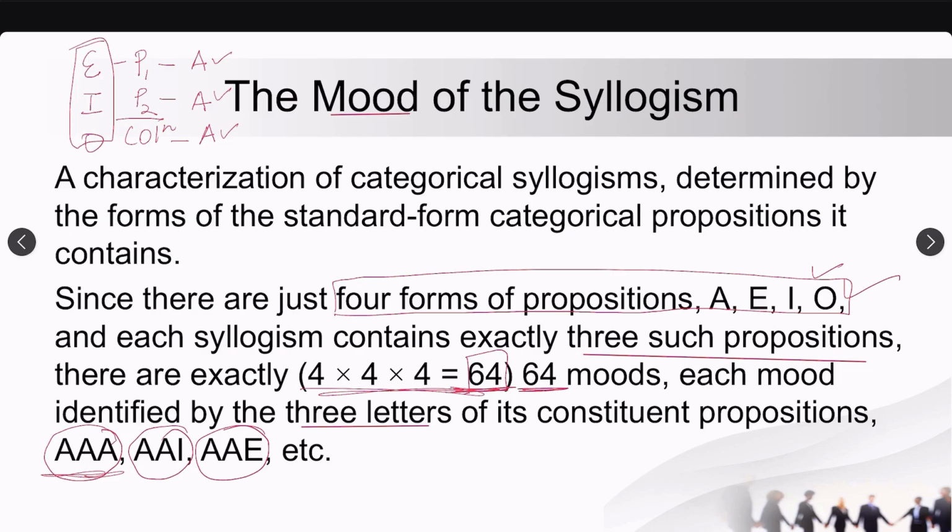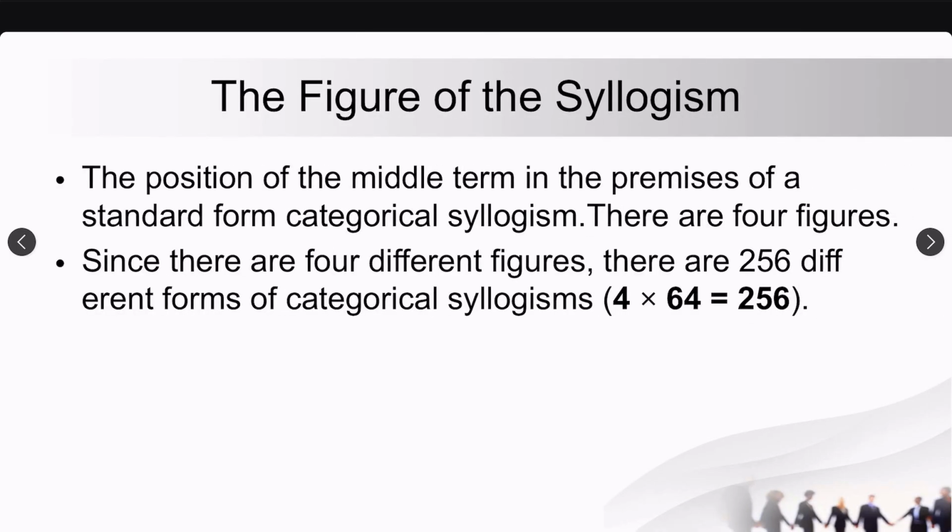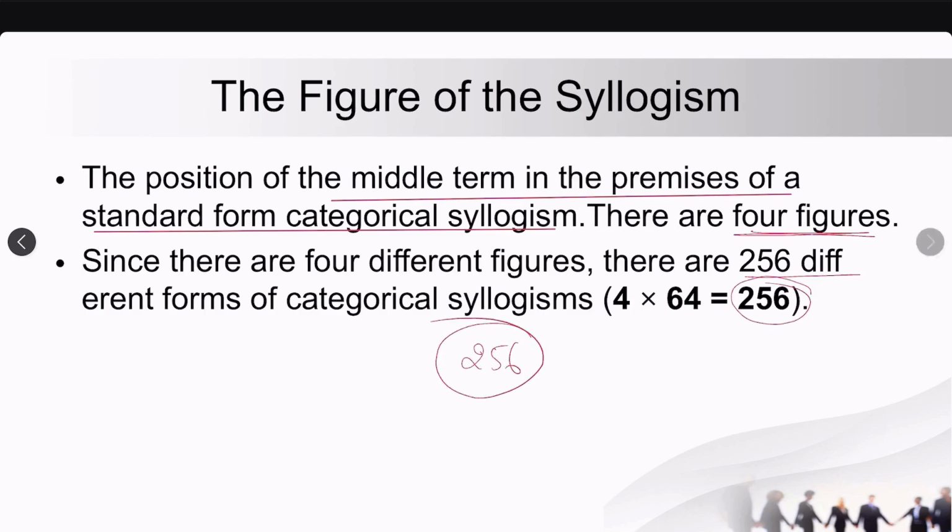So 3 letters, like A, meaning that this is the major premise, then the minor premise, and then we have the conclusion. So that is the mood. Now let's move to the figure. The figure is the position of the middle term in the premises of a standard form categorical syllogism, and in total there are 4 figures. Since there are 4 figures, there are 256 different forms of categorical syllogism. So in total we have 256 types of categorical syllogism.